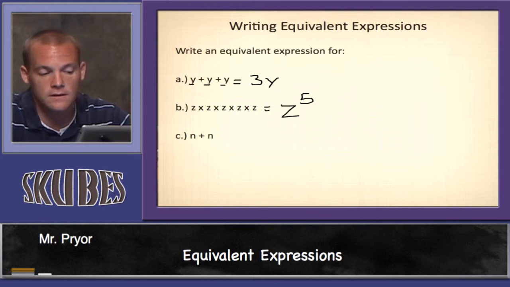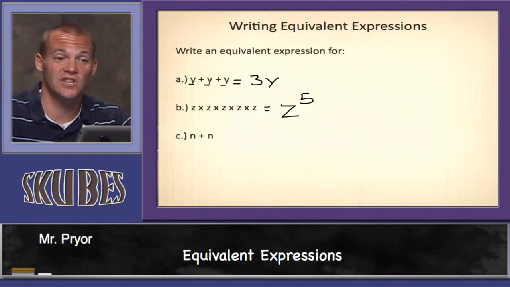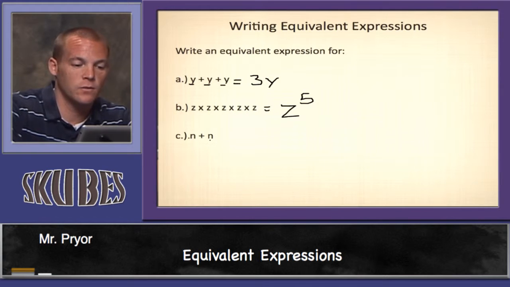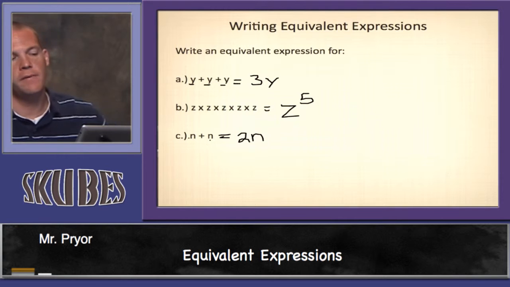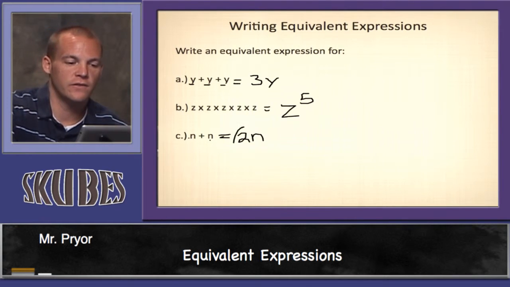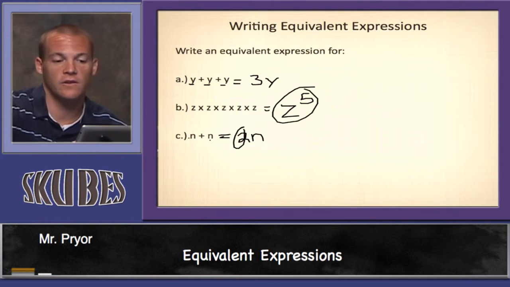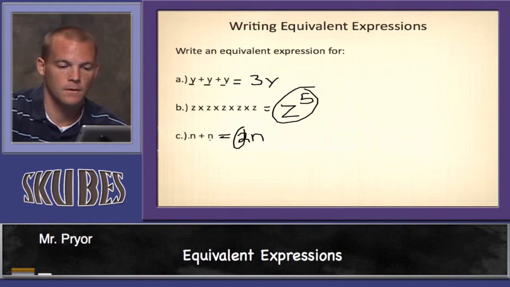And then letter C, you can basically compare that one directly back to letter A. We're back to addition, so that's going to be 1n plus 1n, or simply 2n. So if we're comparing these three problems, you can see when it's addition, the value goes in front. When it's repetitive multiplication, that's when you're talking about exponents.